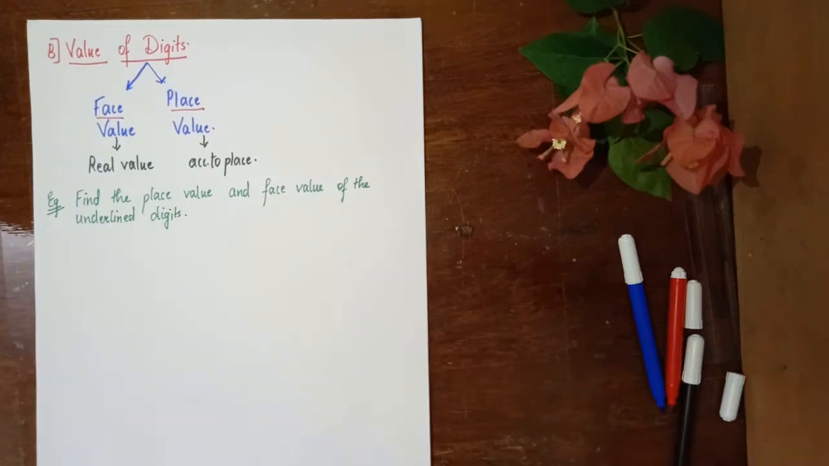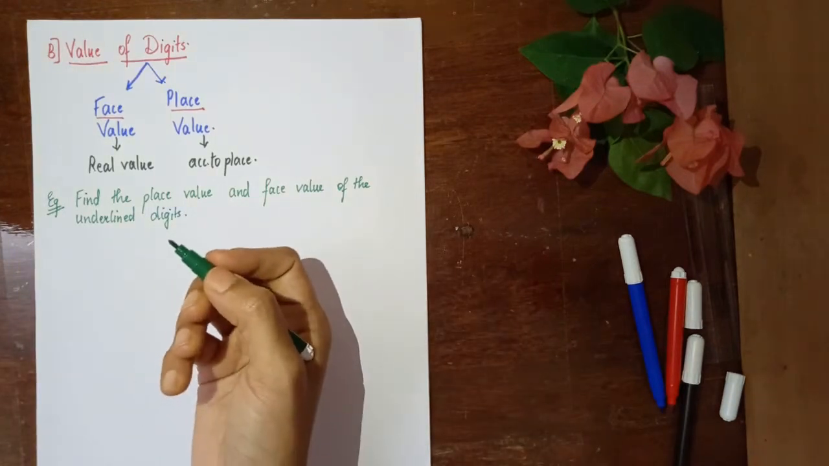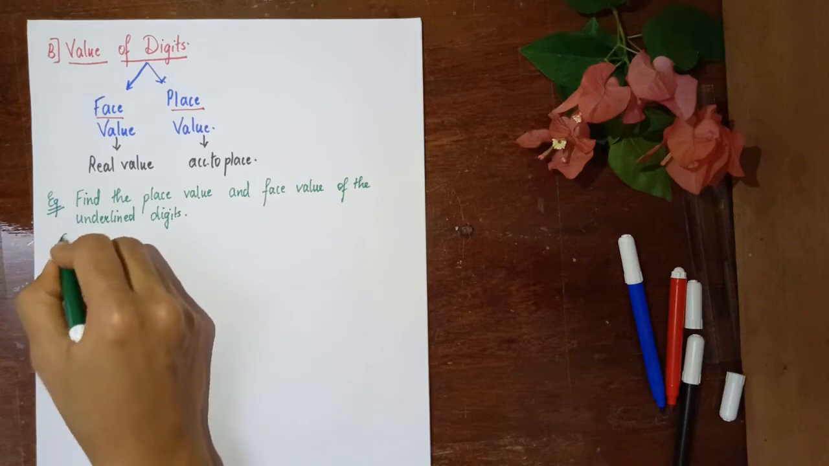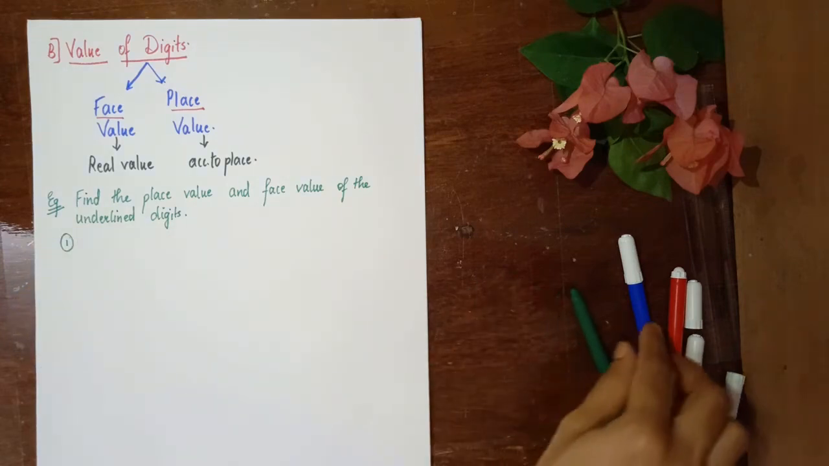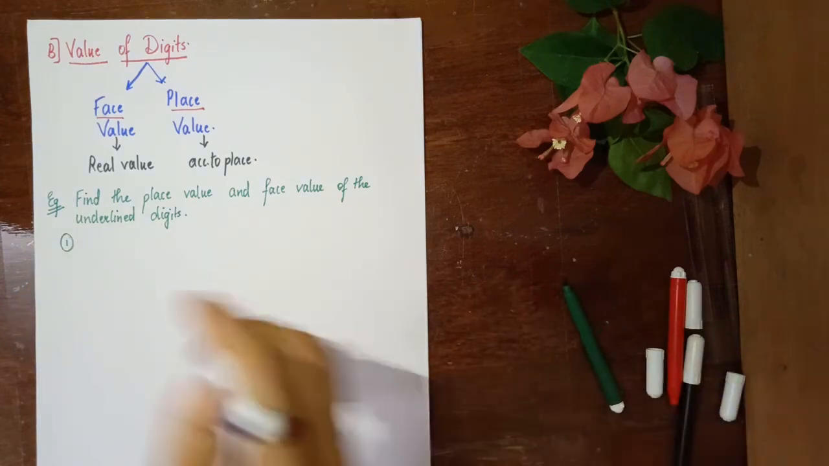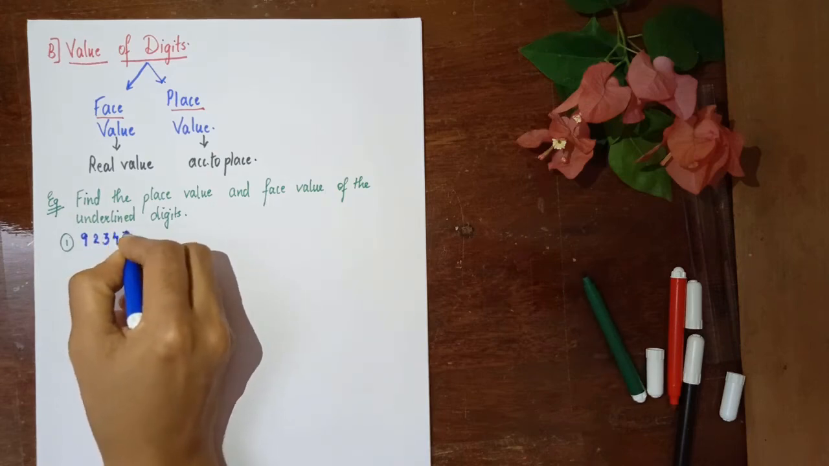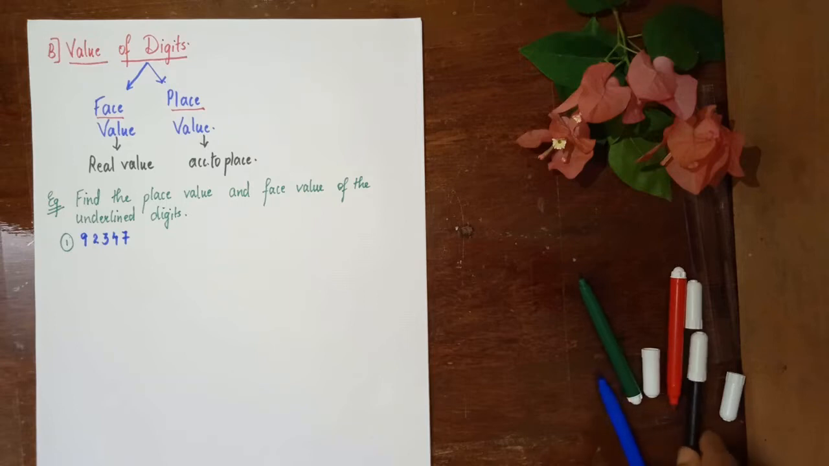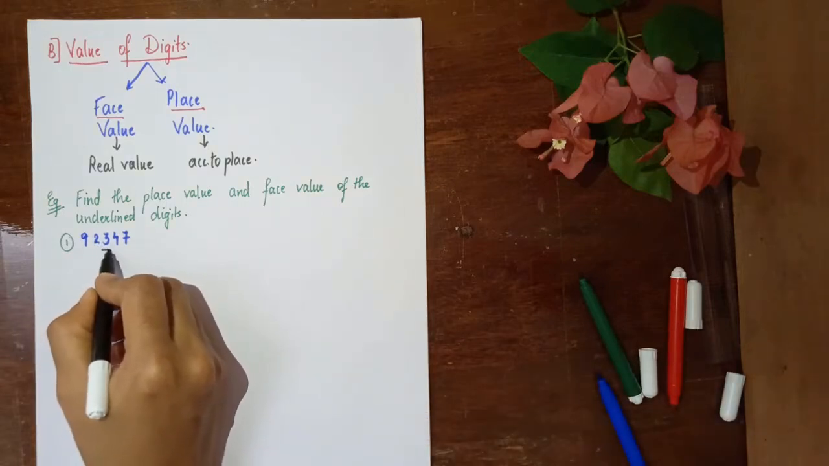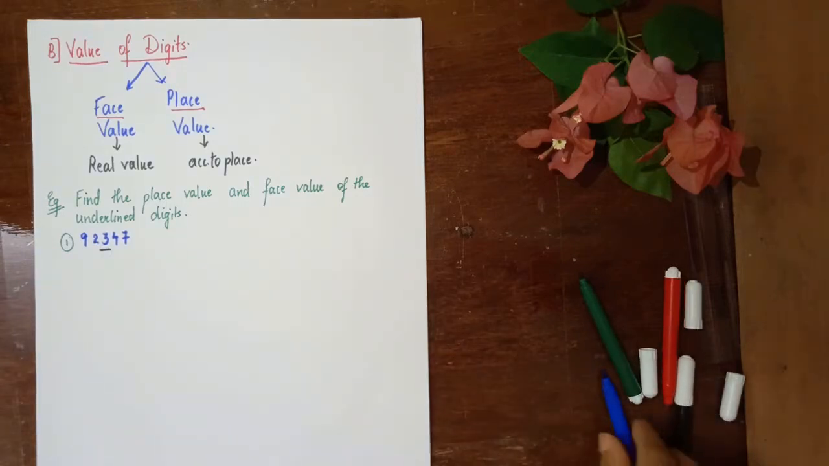So now let's try to find out the place value and the face value. If I give you one example so that we can just begin with a simple one. I take the number 9, 2, 3, 4, 7. In this number, say I have underlined the number 3. So now what will be the place value? What will be the face value?